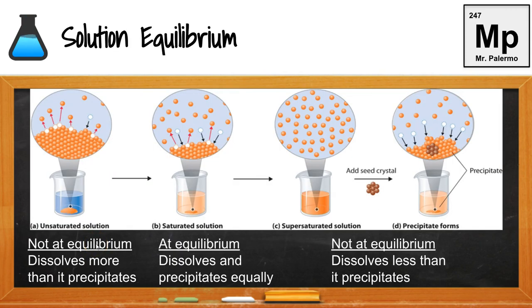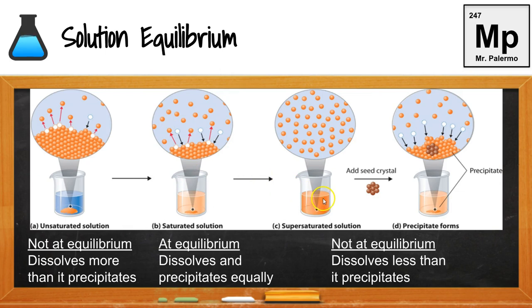Now let's look at solution equilibrium. If we have an unsaturated solution, this is not an example of equilibrium. It has not reached equilibrium yet because it dissolves more than it precipitates. So the rate of dissolving is greater than the rate of precipitation. We do reach equilibrium once we get to saturation. When a solution is saturated, it's at equilibrium because it dissolves and precipitates equally. So the rate at which it is going into solution equals the rate at which it's coming out of solution.